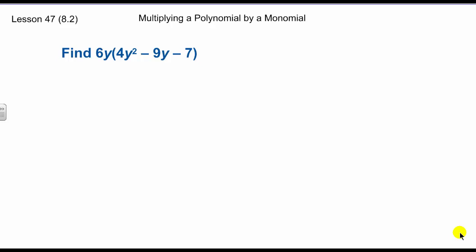Previously, we talked about adding and subtracting polynomials. Today, we're going to jump into the multiplying aspect. And specifically, all we're going to do today is multiply polynomials by monomials. And that's basically a fancy way of saying we're going to do a lot of distribution.